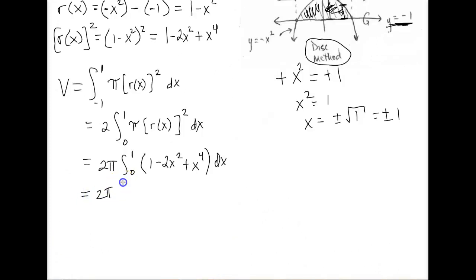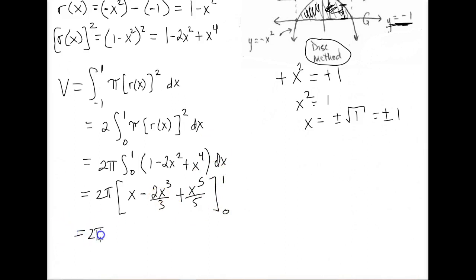Okay, so from here, if we take the antiderivative of 1, it's just x. Antiderivative of 2x squared is going to be 2x cubed divided by 3. And antiderivative of x to the fourth is x to the fifth divided by 5. And all that gets evaluated from 0 to 1.